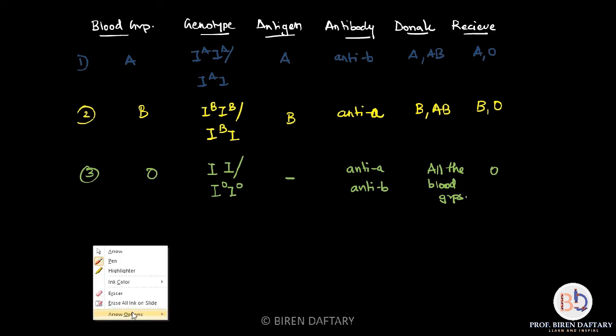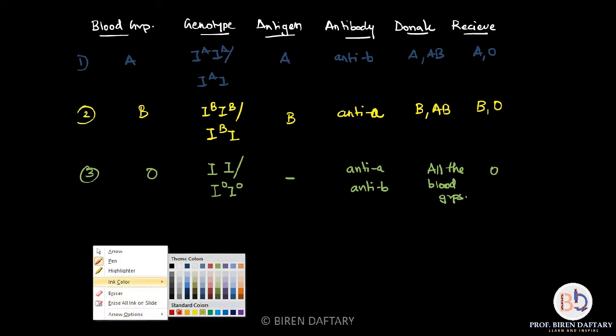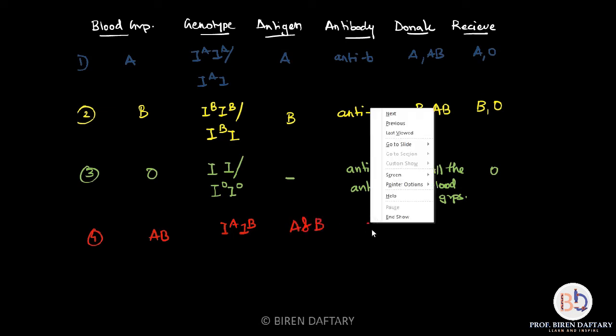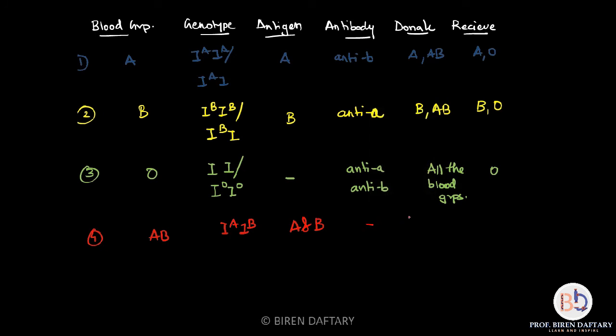And the last blood group that we are going to write about is the universal acceptor, that is AB. It is IA, IB. Both the antigens are present, so A as well as B. None of the antibodies are present, because otherwise it will harm the self blood group. It can donate blood to only AB, and it can receive blood from all blood groups. So do you get me?